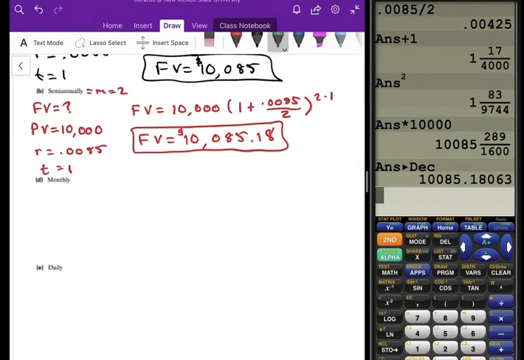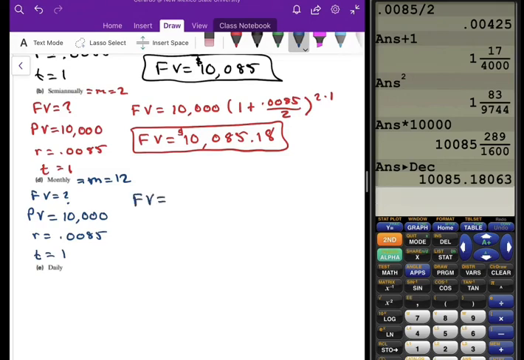Now monthly means that m is equal to 12. So I have future value, which I'm still looking for. Present value, which is 10,000. I have the rate, which is still 0.0085, and I still have time, which is 1. So I have future value equals 10,000 times (1 plus 0.0085 over 12) to the power of 12 times 1.